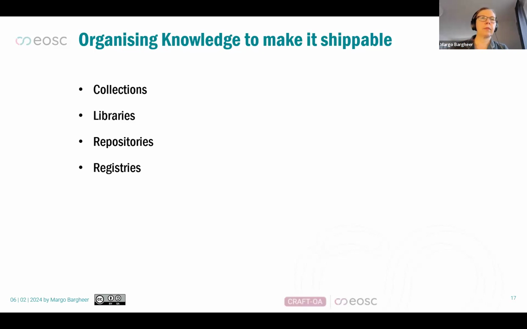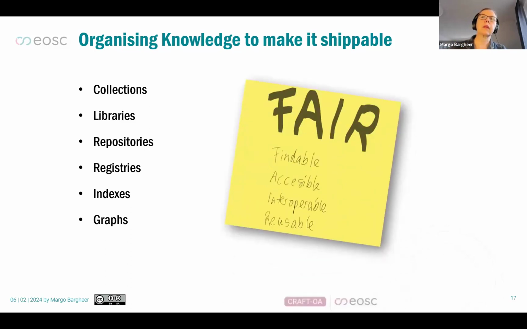Repositories, registries, indexes, but also research graphs. And collections and libraries, and I'll show you briefly why that is the case, are very good in the first 2 letters, findable and accessible. Interoperable and reusable comes later on.